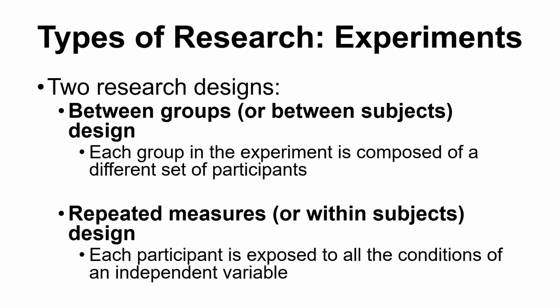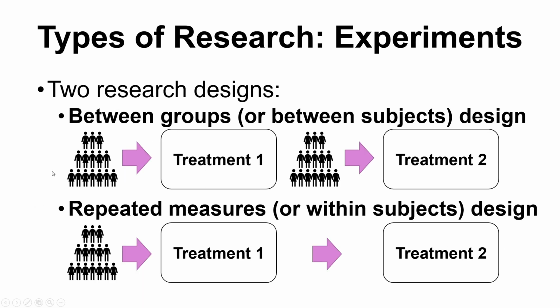So the standard type of experiment that we talked about at the very beginning is a between groups or between subjects design. And this is where each group in the experiment is composed of a different set of participants. So for a visual representation, we have group 1, and they receive treatment 1. So that's the experimental group, maybe. In group 2, they would receive the second treatment. Maybe that's the control group. They receive the placebo. But this group and this group are separate individuals, so we're looking at the differences between two groups or between sets of subjects.